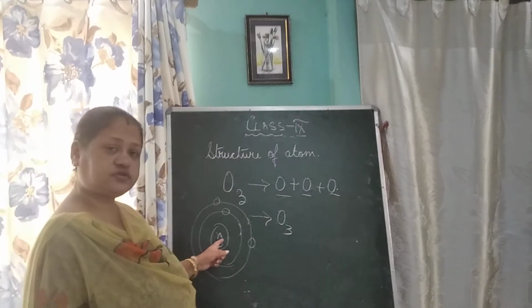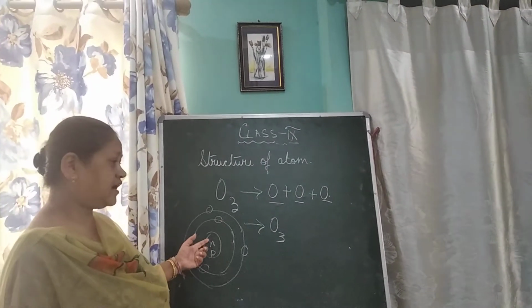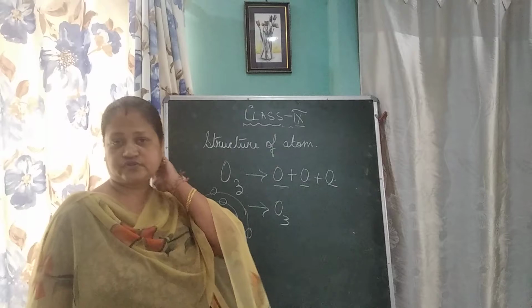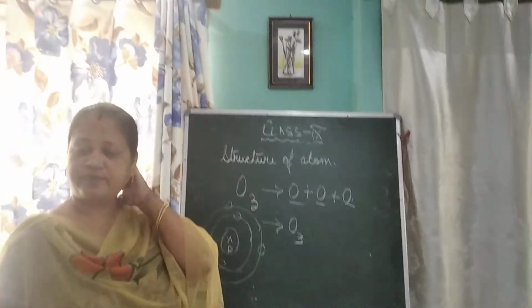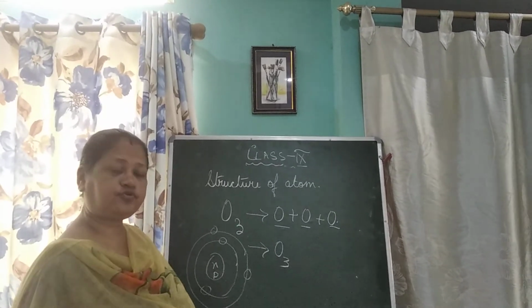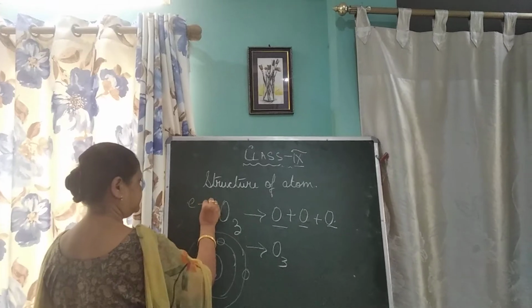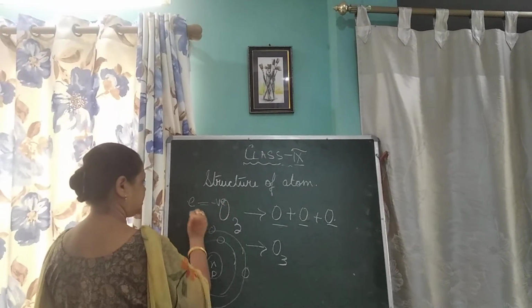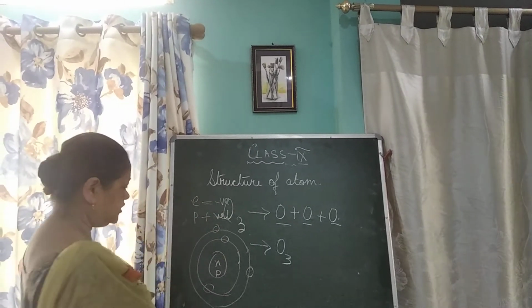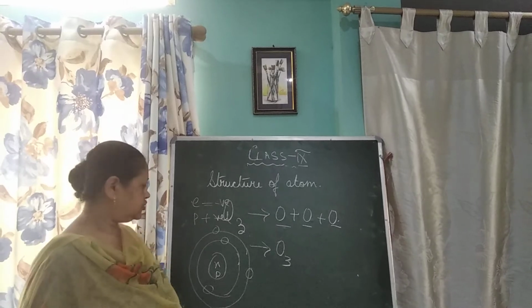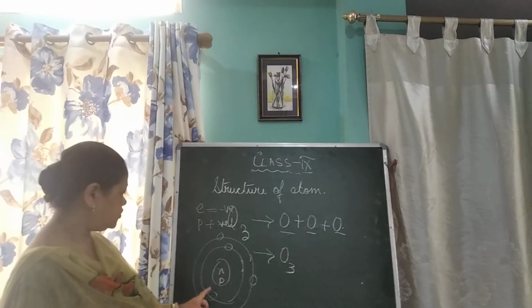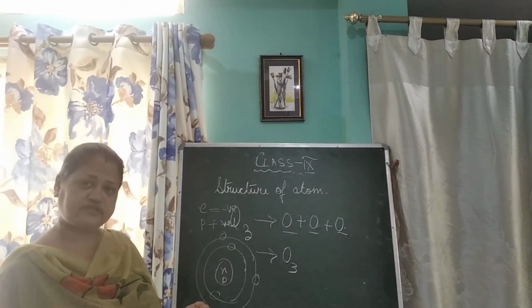So these are the subatomic particles: neutrons, protons and electrons. And please remember that an atom as a whole is neutral. Why neutral? Because the electrons are negatively charged, protons are positively charged, and the neutrons have no charge at all. The electrons move around, and the protons and the neutrons remain inside the nucleus.